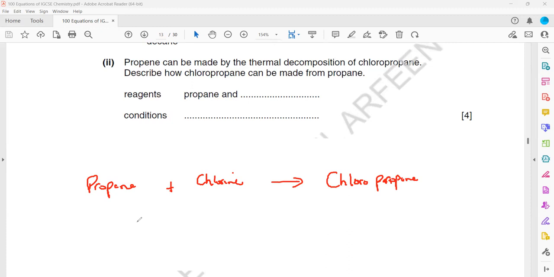So we need chlorine gas, not hydrogen chloride. If the starting material was an alkene, like propene instead of propane, and they asked how to produce a chloropropane, we would need both chlorine and hydrogen for this, so we need hydrogen chloride. In that case, we need hydrogen chloride.